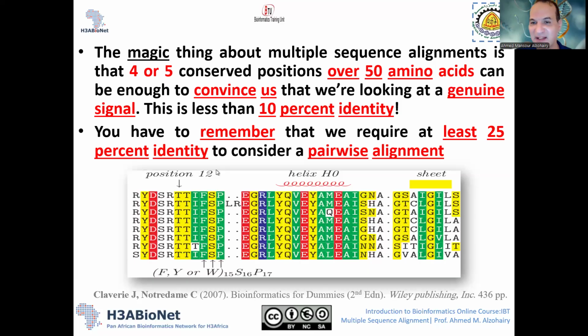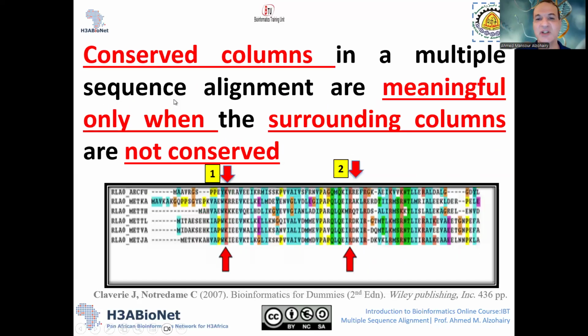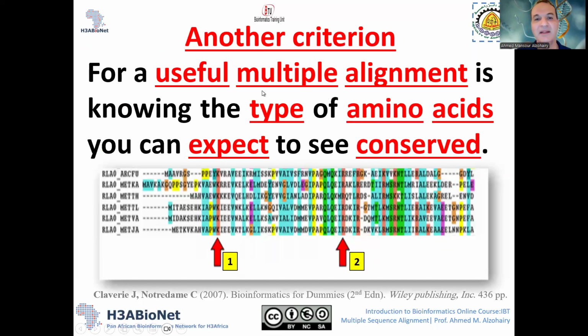Not similarity, but identity. So conserved columns in a multiple sequence alignment are meaningful only when the surrounding columns are not conserved. This is one of the things you have to keep in mind also. And another criterion for a useful multiple sequence alignment is knowing the type of amino acids you can expect to see conserved. It's very useful to understand what type of amino acids are conserved. This is also very important, and we will tell you why now.